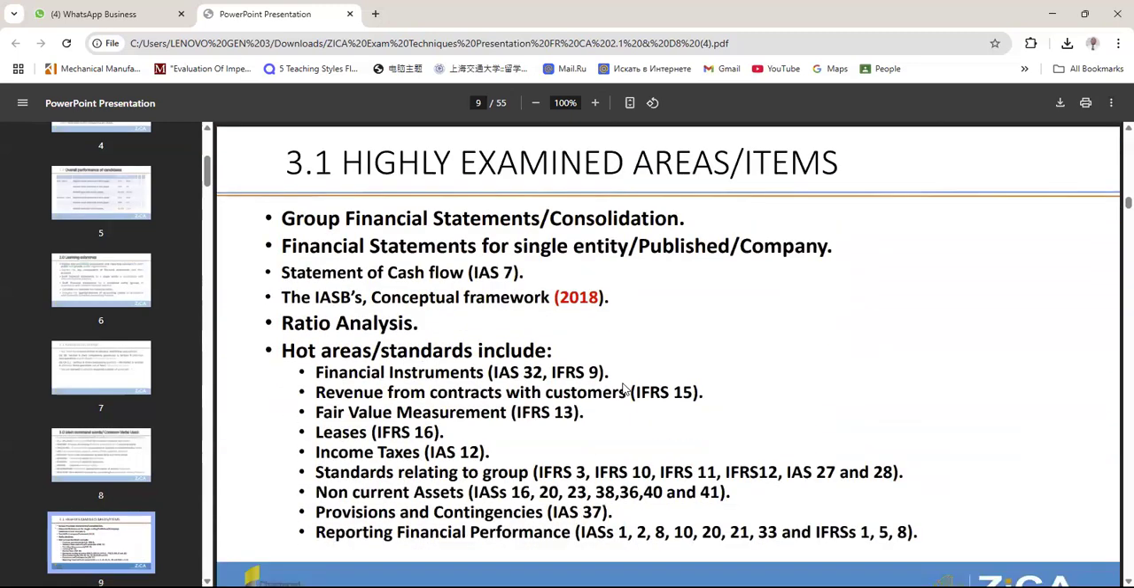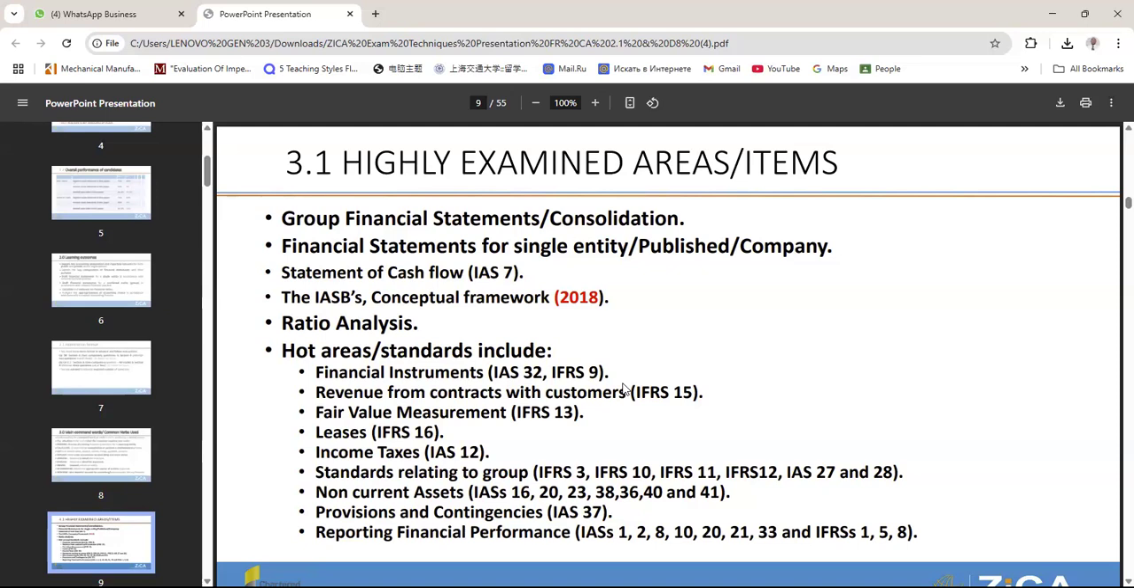What are some of the commonly and highly examined areas which you must prepare yourself on before you attempt the exam? As I indicated earlier on, the first question will be on consolidation. For CA2.1, it will be 40 marks. Then for D8, it will be 25 marks. Therefore, this is a must. Another area is how to prepare financial statements for a single entity or for a company.